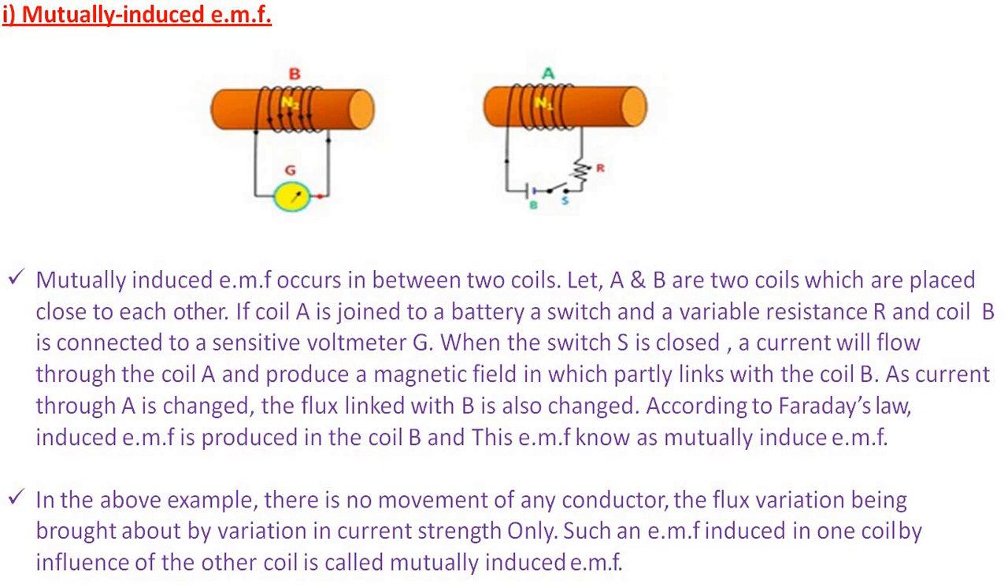In the above example, there is no movement of any conductor. The flux variation is brought about by the variation in the current strength only. Such an EMF induced in one coil by the influence of the other coil is called mutually induced EMF.